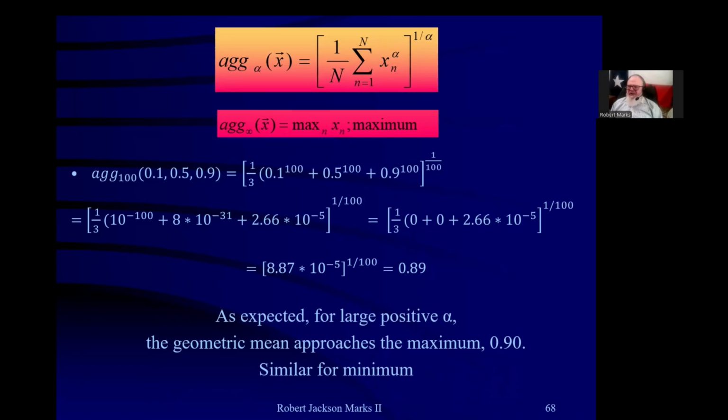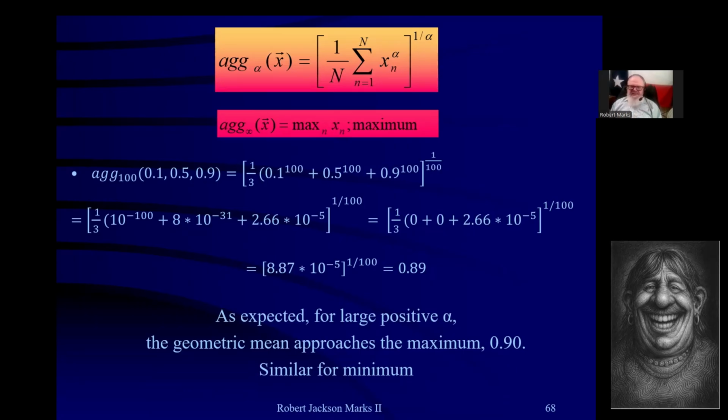And it's similar for the minimum. So you can go and do this for the minimum also, with 10 to the minus 100th, 8 to the minus 100th, and all of these, and then take the minus 100th root, and you'll find out that it's very, very close to the minimum. So we can see, at least here for the maximum in this example, that we do get the maximum. So that's kind of cool.